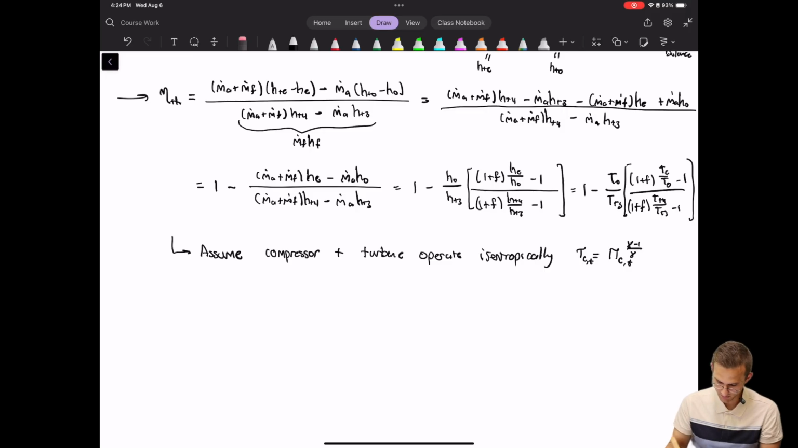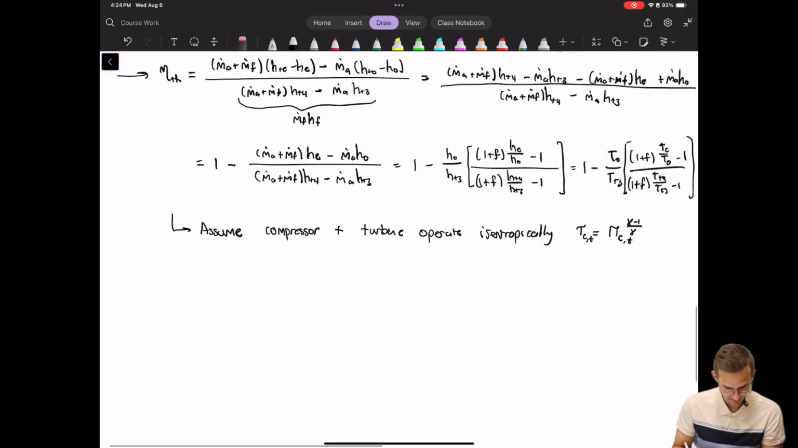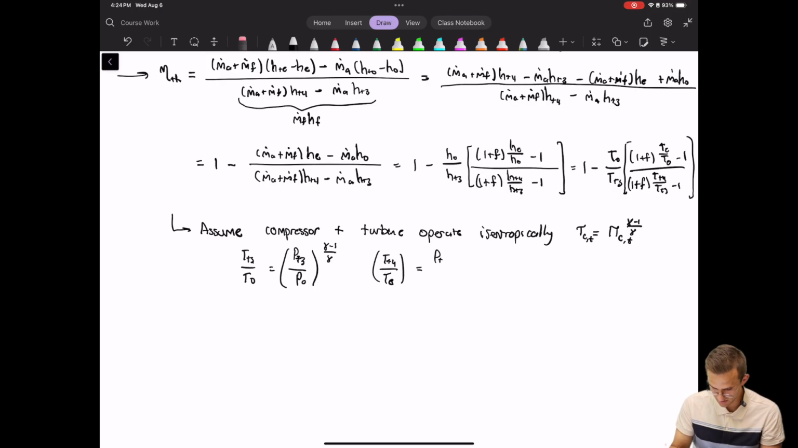But what that results in, in this case, is that TT3 over T naught is equal to (PT3 over P naught) raised to the gamma minus 1 over gamma, and then TT4 over TE, so this is across the turbine here, is equal to (PT4 over PE) raised to the gamma minus 1 over gamma.